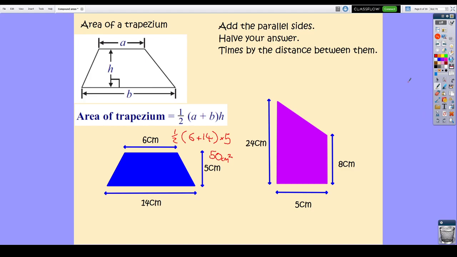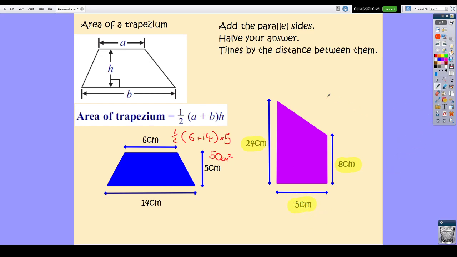And then we do the same with the purple trapezium. So which are our parallel sides? In this case, they are the ones that are vertical. So we've got our 24 and our 8. And the height, it's a bit strange to call it height when it's across the bottom of the shape, but our height is always at right angles to those parallel lines. So if our parallel lines are the 24 and 8, our height has to be the 5.